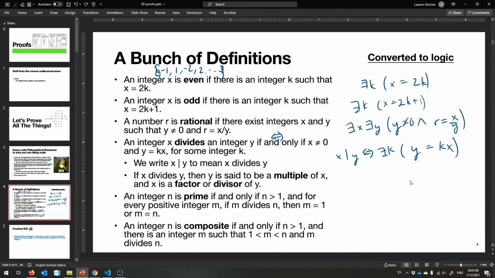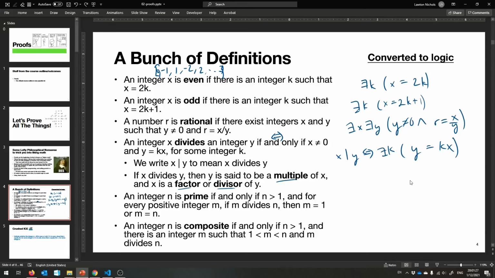Okay, so other words for this are: y is a multiple of x, x is a factor of y, x is a divisor of y. You may have heard one or more or all of those before. Okay, primality, that's very important. That was the topic of your first lab, right?